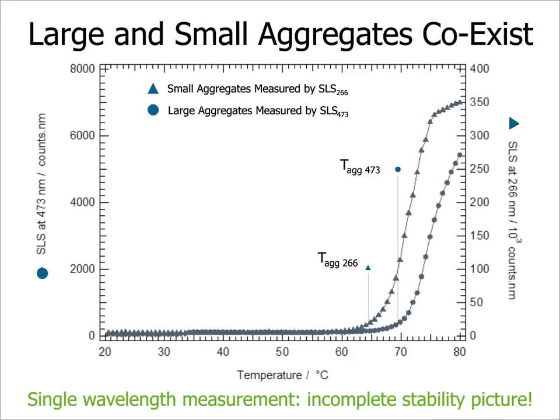So we're sensitive to small aggregate formation with the 266 nanometer laser and very sensitive, and with the larger wavelength laser, we can see larger aggregates. With a single wavelength system, you get an incomplete picture of stability.